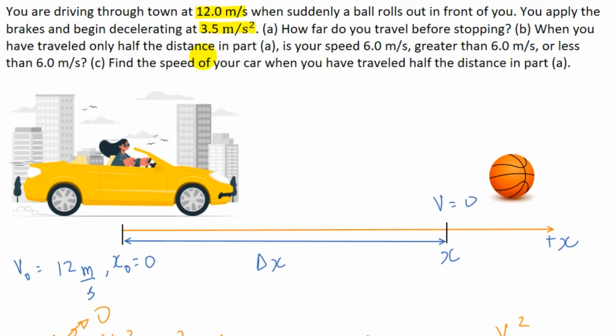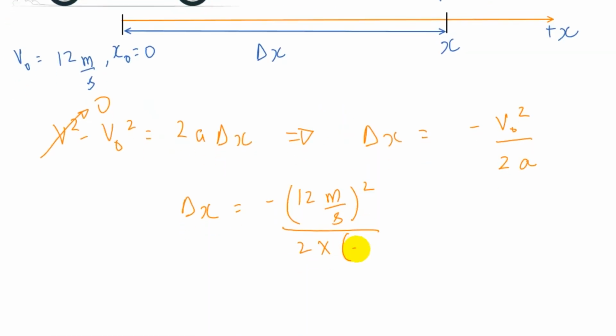Now acceleration we are given to be 3.5 meter per second squared. Because it is a deceleration, we'll be taking a negative sign here. So minus 3.5 meter per second squared. Now we can solve this and we'll get this answer to be 21 meter, nearly 21 meter. So this would be the answer for the A part.